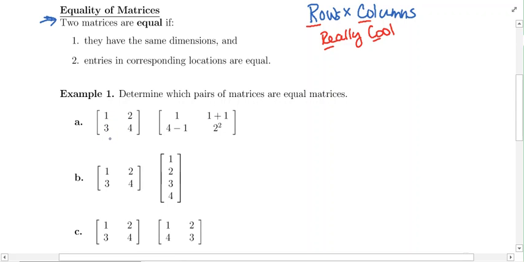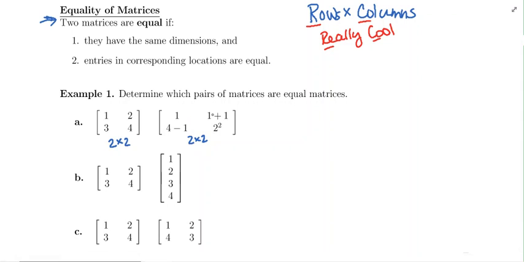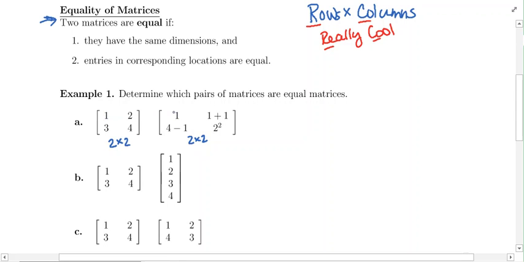First let's check the sizes. This one on the left has 2 rows and 2 columns, so it is a 2 by 2 matrix. The one on the right is also a 2 by 2. It has 2 rows and 2 columns, so they are the same size. Now we need to check if they have the same numbers in the same positions. If we look in the top left-hand corner, we have a 1 in this matrix and a 1 in this matrix. So the corresponding top left element, those are equal.